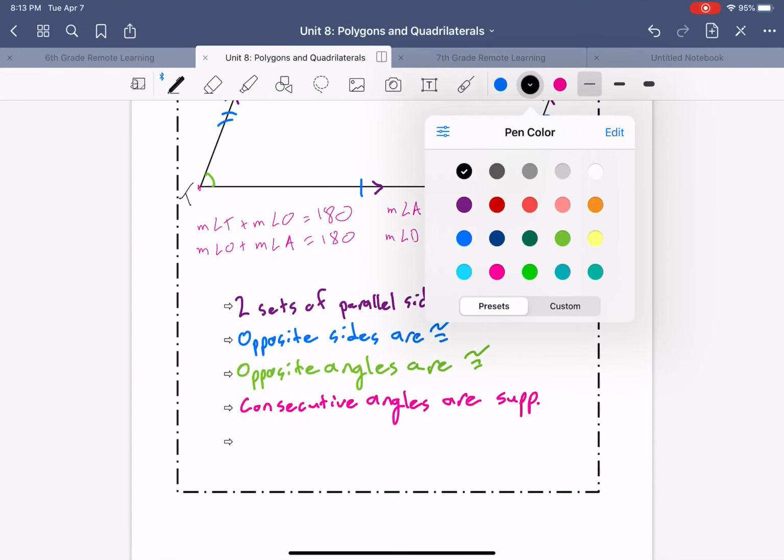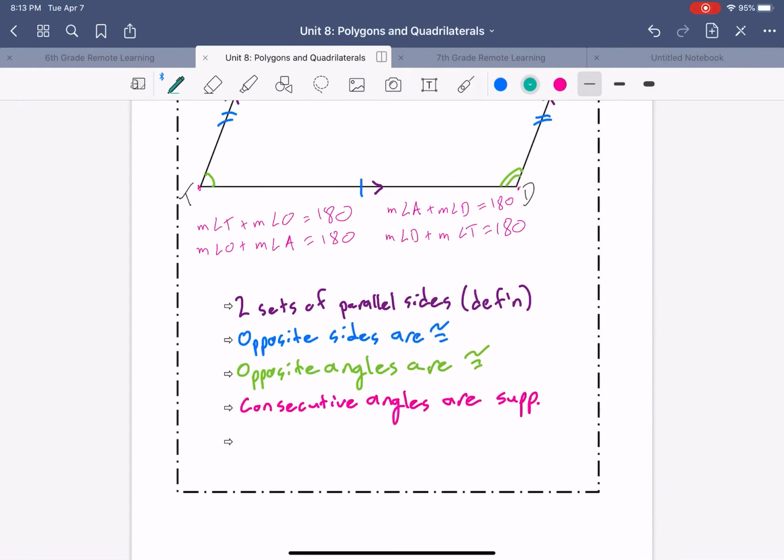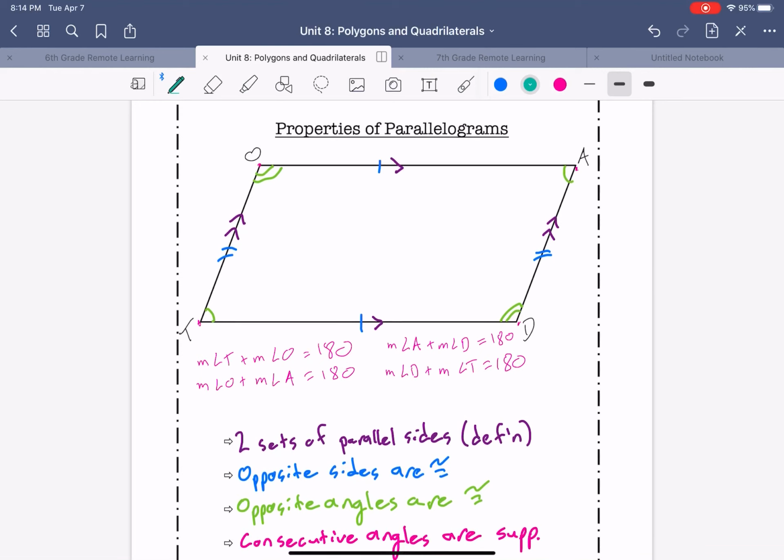Okay, and to finish, I'll do this teal color. Diagonals. So if we draw our two diagonal lines, they bisect each other. They are not necessarily congruent, but they do bisect each other, which means they cut each other in half.